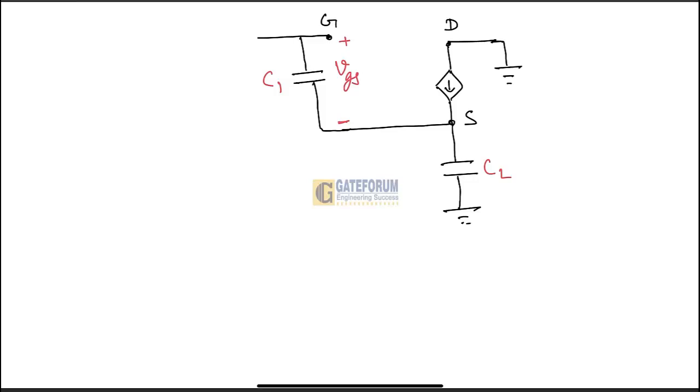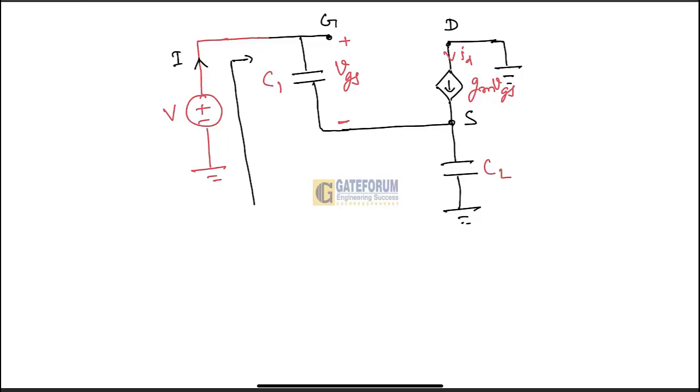The current passing from drain to source is the dependent current source, or the drain current. So ID is gm VGS. Now through this input terminal we have to connect the test voltage. I am taking this test voltage as V, and due to this test voltage the current flowing is I. From this terminal we have to find Z in.